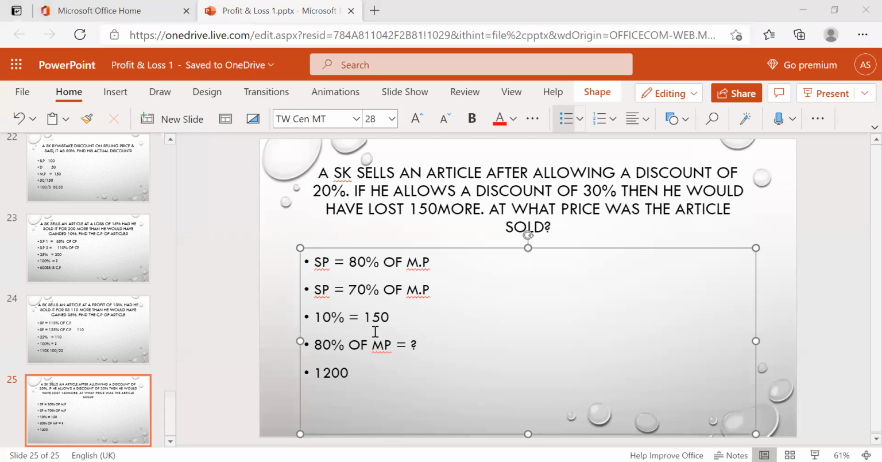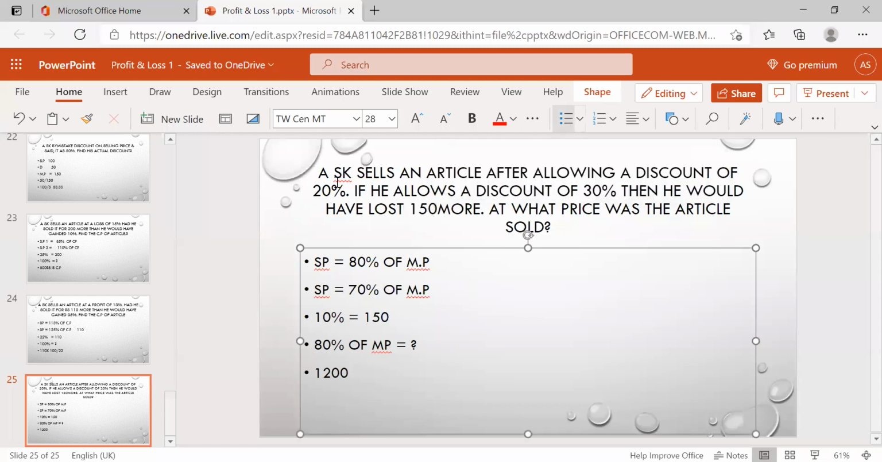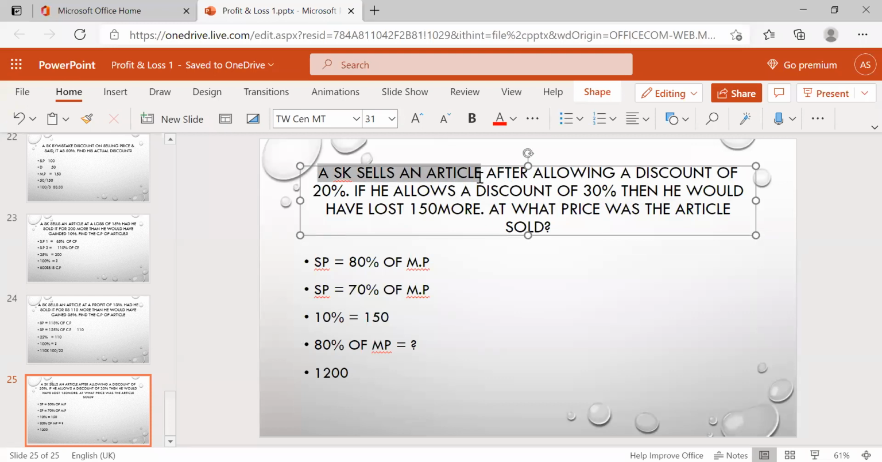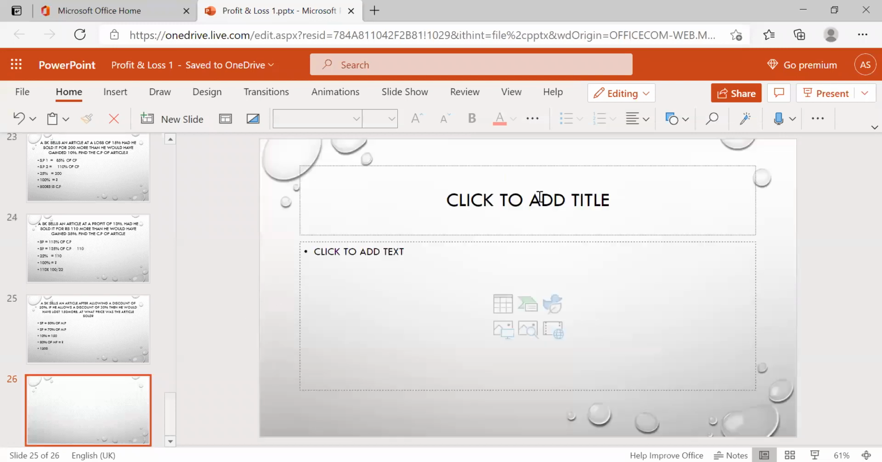1200 is the first selling price of this one. So he allows 20% only and sold it. But the information they gave us is extra information to find out the answer. That is, if he allows 30%, then he would lose 150 rupees more. So based on this 150, we are going to find out the answer. Okay. Then come to the next question.